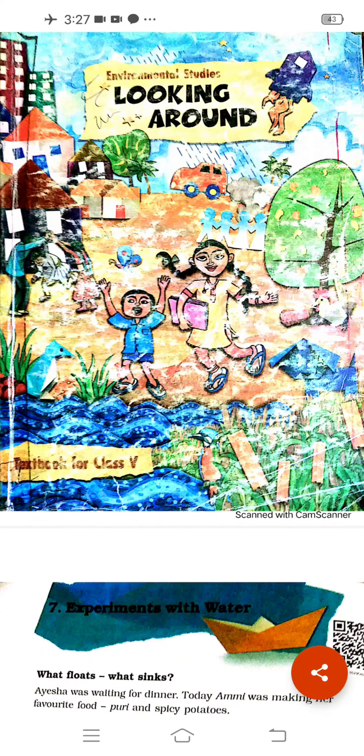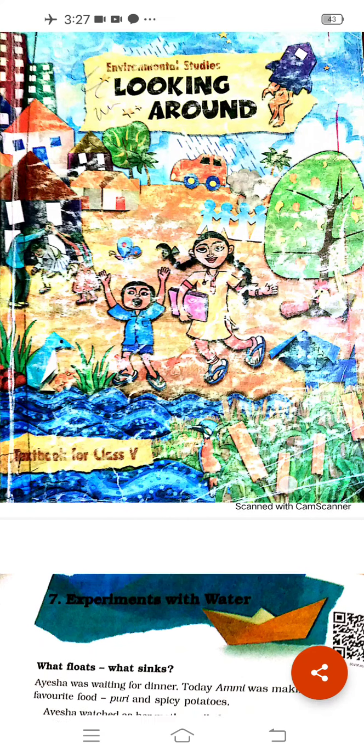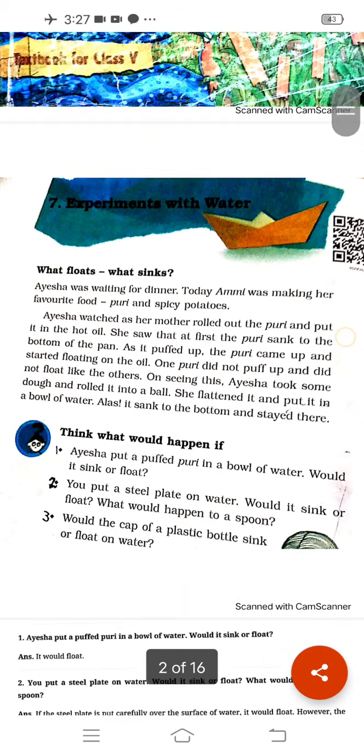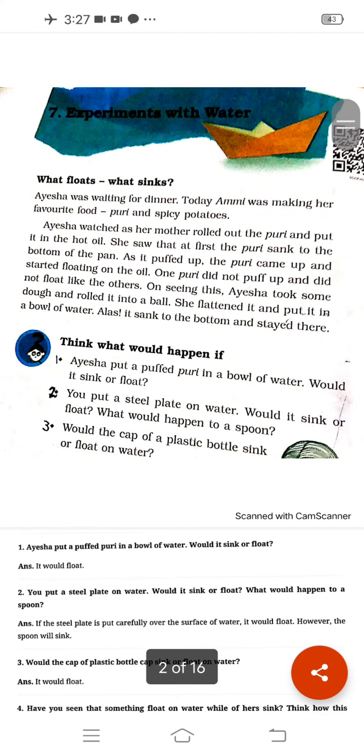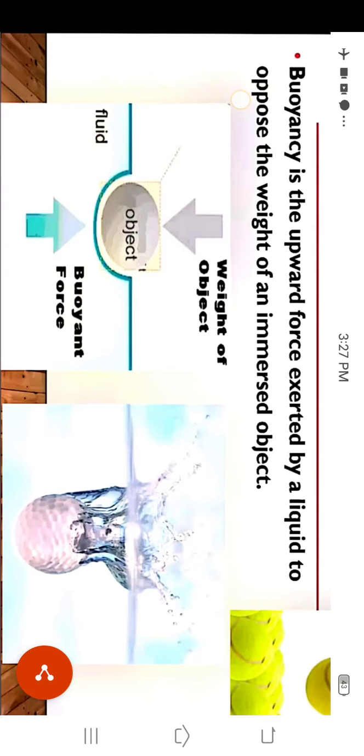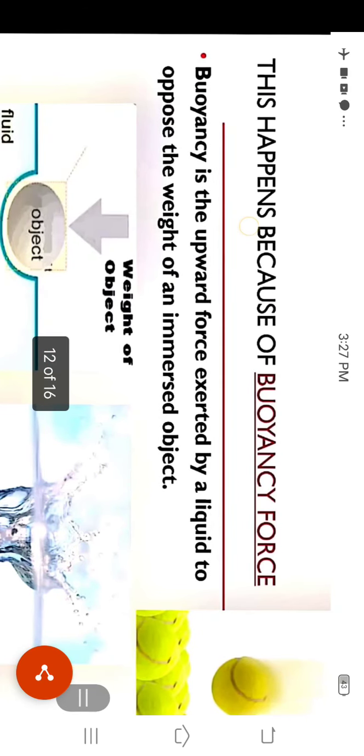This is your class 5th NCERT EVS book Looking Around, and today we are going to read chapter number 7, Experiments with Water. So, dear friends, in this chapter we are going to do some experiments with water. In this chapter, we will know why some objects float on the water and why some objects sink in the water. So dear students, all this happens because of buoyancy force.